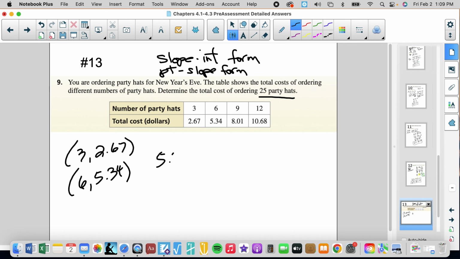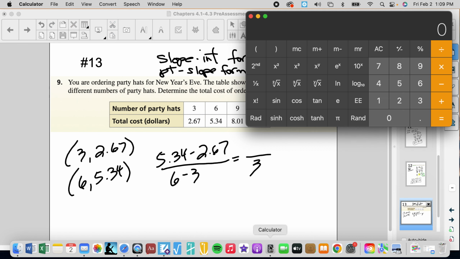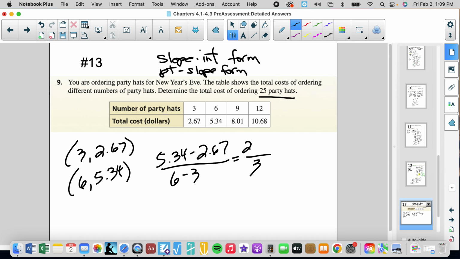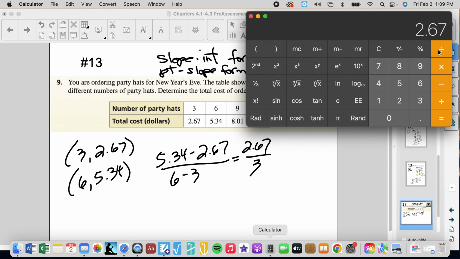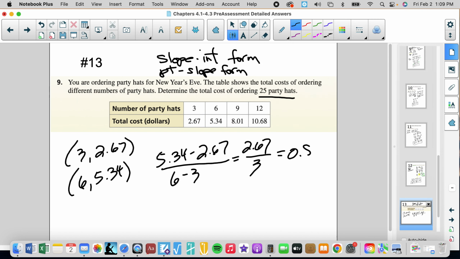So I got 5.34 minus 2.67 over 6 minus 3, which gives us 3 in the denominator. Let's do that number, 5.34 minus 2.67, which gives us 2.67. Let's divide that by 3, 0.89. Okay, so that's our slope. We don't have our y-intercept. Technically, it's going to be (0, 0). Anybody know why my y-intercept would be (0, 0)?